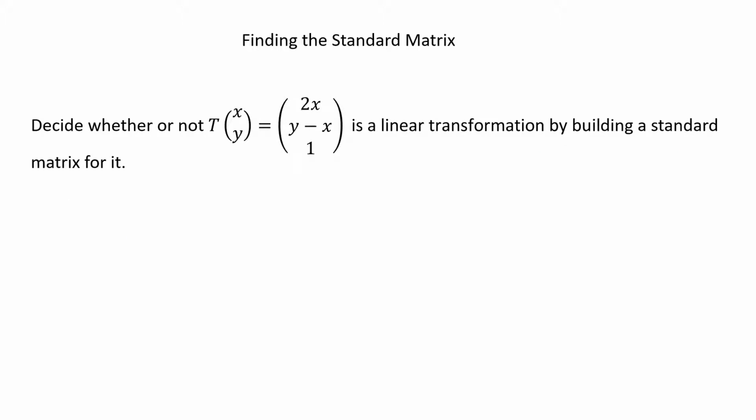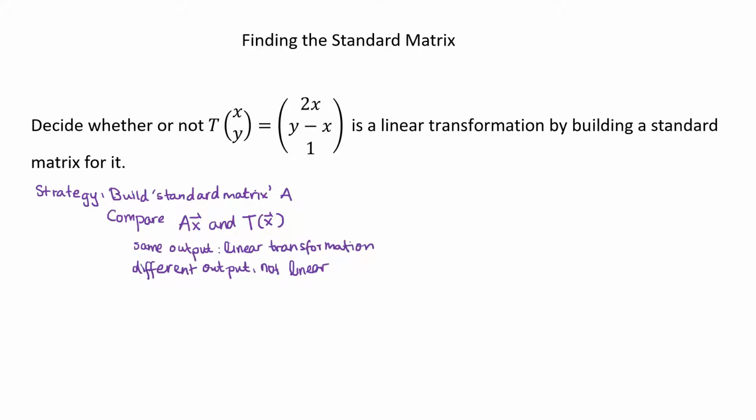Now that we're more familiar with this tool of finding the standard matrix, we're going to use it to decide whether or not a function is a linear transformation. So our plan is we're going to build a standard matrix, then we're going to compare the output of multiplying the matrix A by x, and then calculating T of x. If they produce the same output, then it is a linear transformation. If they have different outputs, it's not linear. Okay, so let's get started with this example.